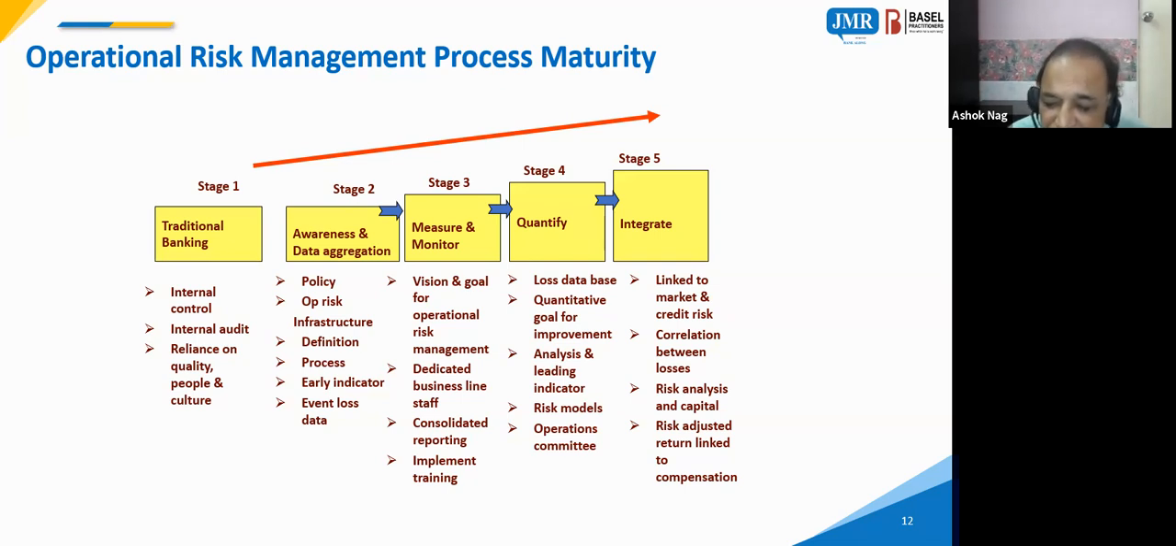So what is the difficulty? What is the operational risk failure apart from the other thing? So this is very important for us.